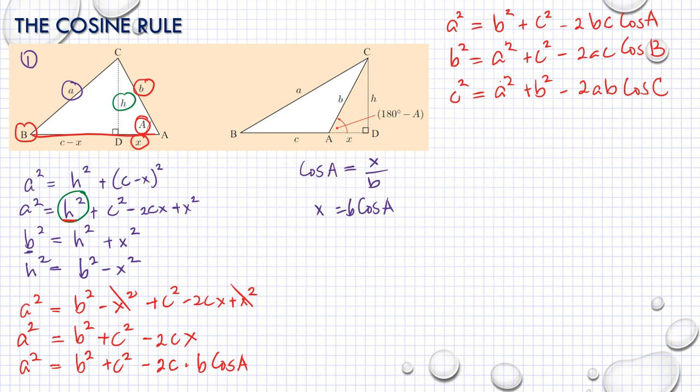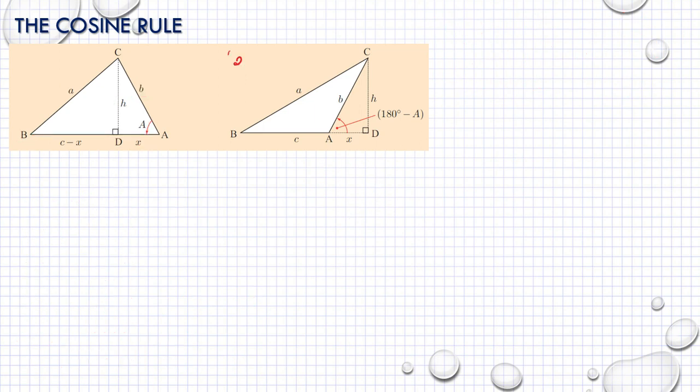Okay, then we're going to prove the same. This now is your cosine rule. We're going to give another proof using this triangle. So still we start with A squared is equal to (C plus X) squared plus H squared, as you can see there.